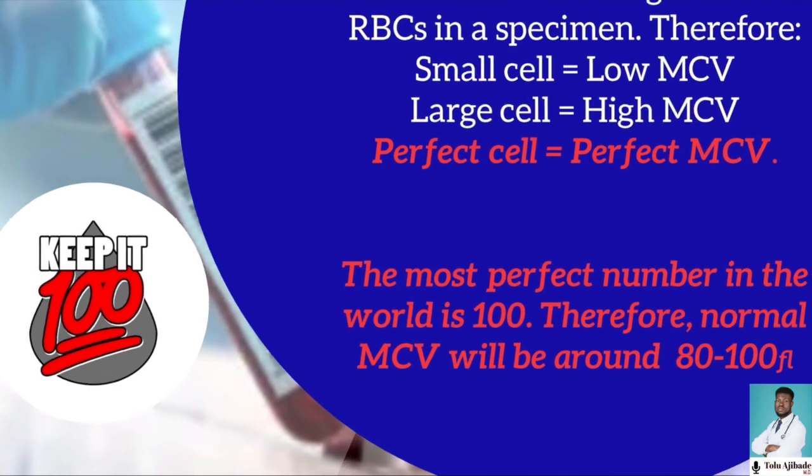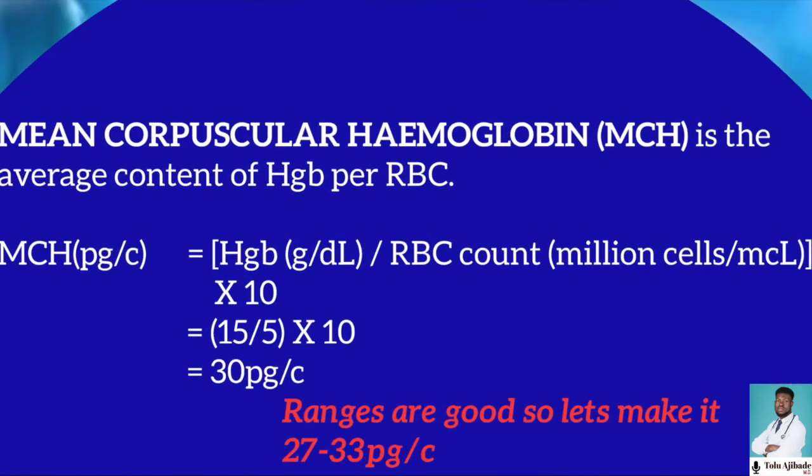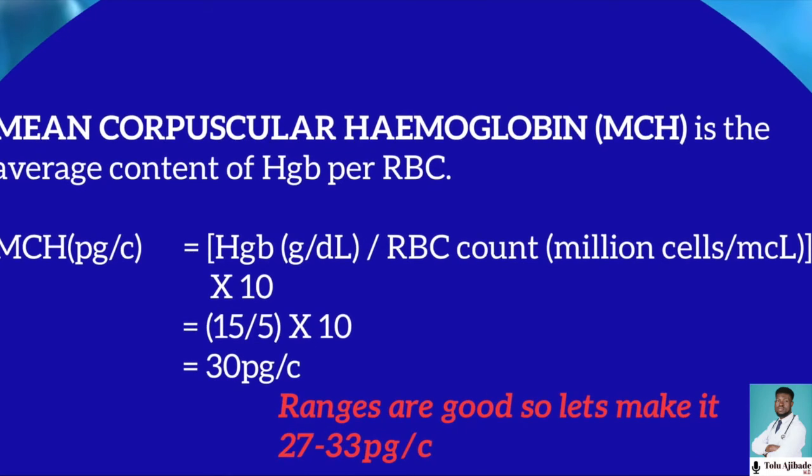So moving on to the mean corpuscular hemoglobin, which is the average content of hemoglobin per red blood cell. Now, how do we calculate this? For this, we have to do a little mathematics, which is really simple. If it's the average content of hemoglobin per red blood cell, we need to find that by doing hemoglobin value divided by the red blood cell count, and then multiply all of that by 10.